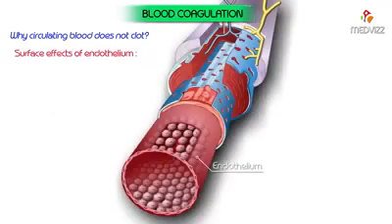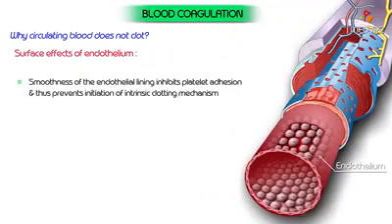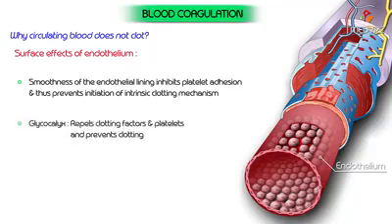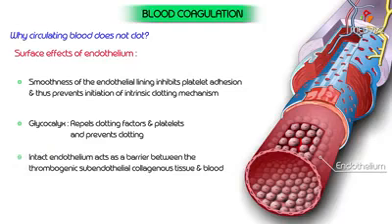Surface effects of endothelium. Smoothness of the endothelial lining inhibits platelet adhesion and thus prevents initiation of the intrinsic clotting mechanism. A layer of glycoplaques, which is a mucopolysaccharide, absorbed onto the inner surface of the endothelium, being negatively charged, repels clotting factors and platelets and thereby prevents clotting. Intact endothelium acts as a barrier between thrombogenic subendothelial collagenous tissue and the blood.